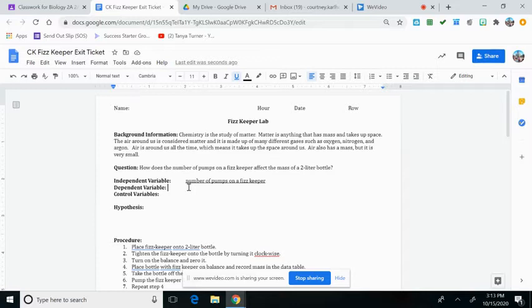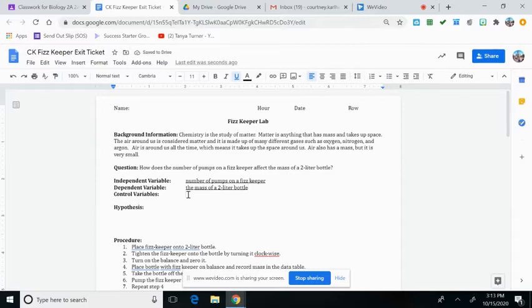That is our independent variable. Next is our dependent variable, and that is what is being measured. And it also comes after the word affect. So what is being measured or comes after the word affect? Hopefully you figured out the mass of a 2-liter bottle.